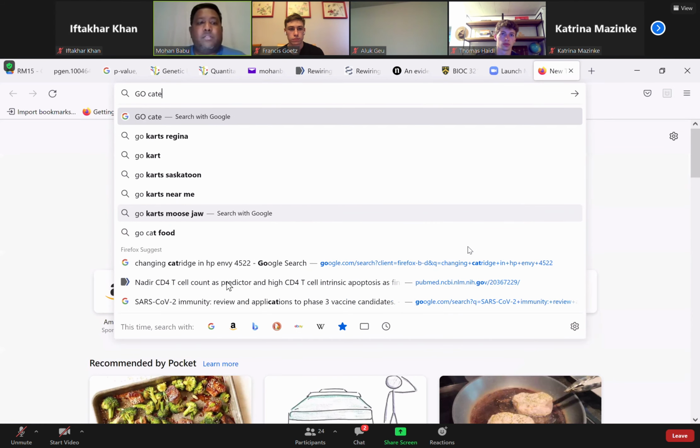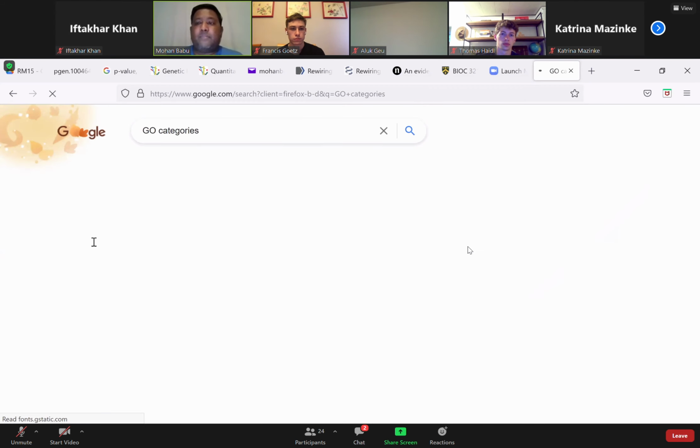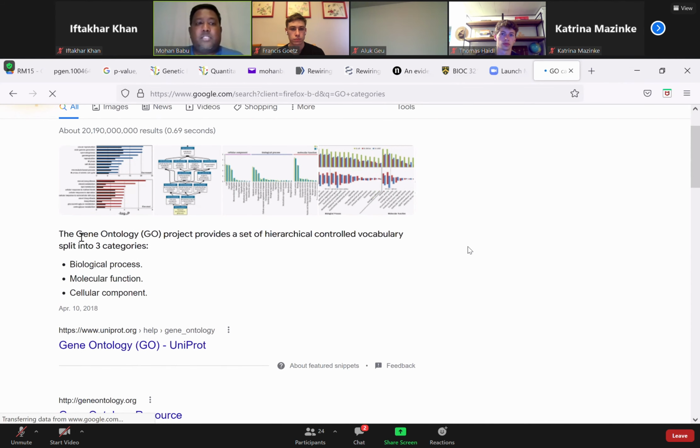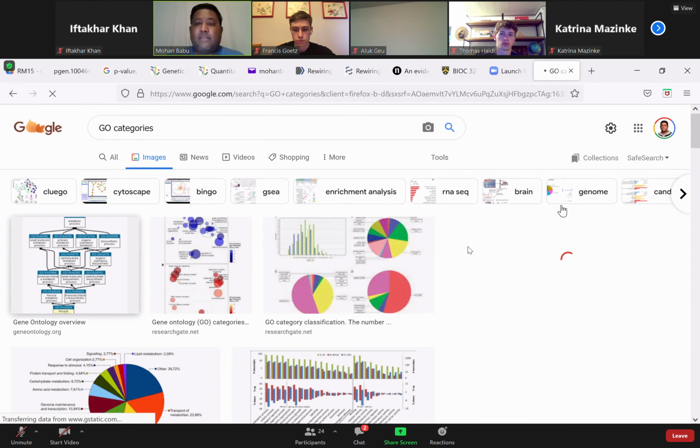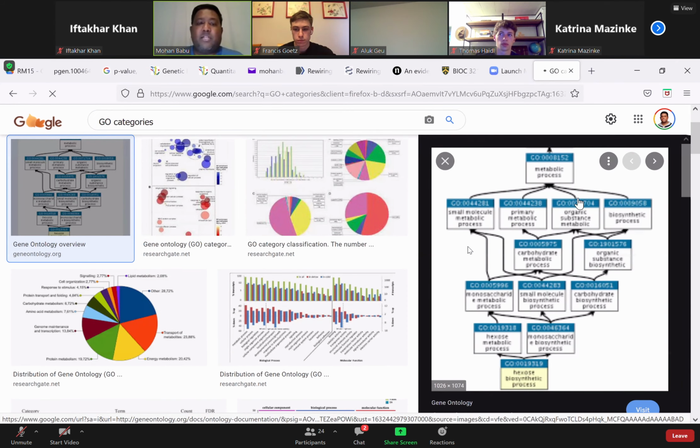All right, so you see the GO categories here? This is gene ontology. Basically, gene ontology has three categories. They're called biological process, molecular function, and cellular component. So basically, what does it mean? This is what I mean. Look, for example, I'll take a look at this. Can you see my screen here?